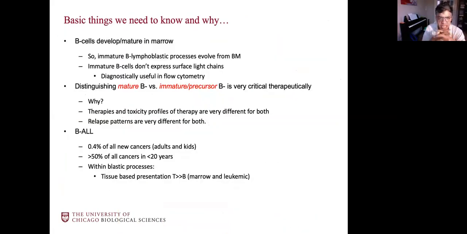So the basic things we need to know here and why. One, B cells develop in the bone marrow. They come in the blood and they go to the mature lymphoid tissues, which is the lymph node. So immature lymphoid processes evolve in the bone marrow. So ALL, that is B-ALL, when it develops, typically that's why they do a bone marrow biopsy. They don't go around poking inside lymph nodes to look for B lymphoblastic. And they do circulate in the blood.